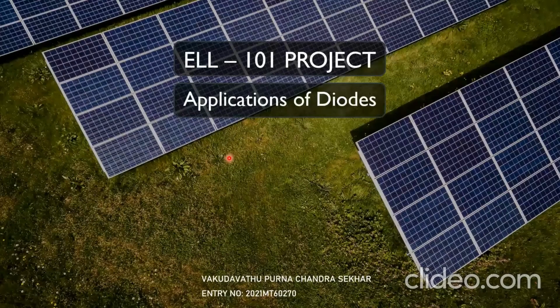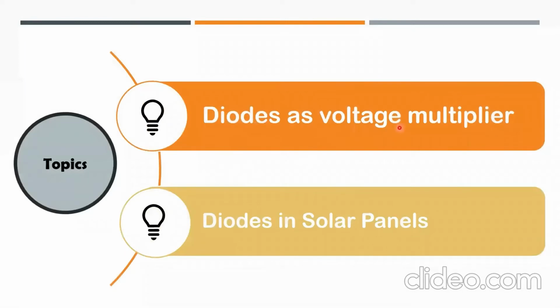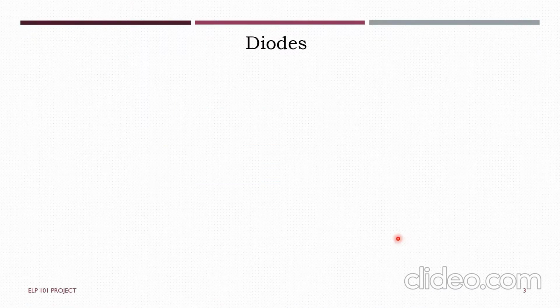I'm going to talk about applications of diode as a part of my ELL101 project. So the topics that we're going to cover here are diodes as voltage multipliers and diodes being used in solar panels. Before we proceed further, we will recap briefly about diodes.